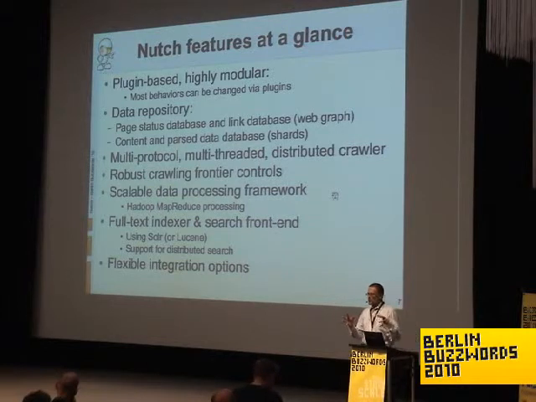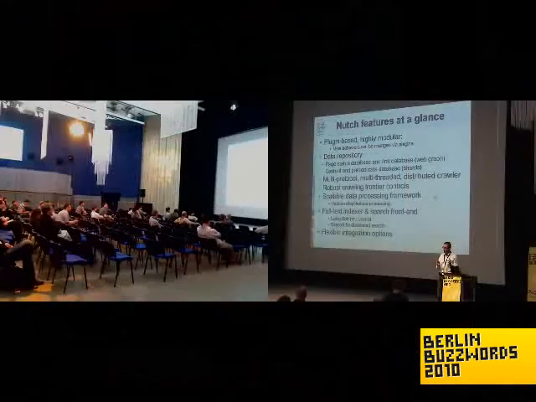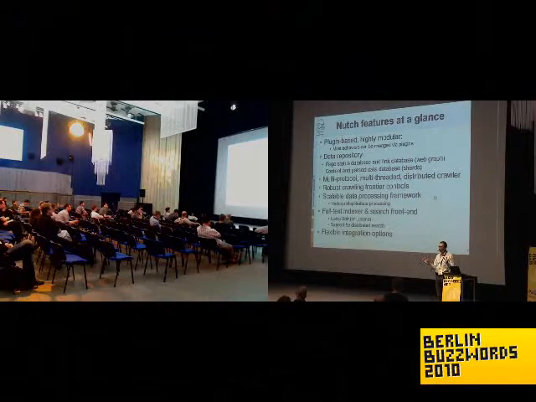Another component in Nutch is the data repository, as I mentioned before. We have the page status database and the content and parsed data database. The former stores the web graph, your knowledge about the web and about the connections between pages, and the other stores the actual content and stuff that you derived from the content.